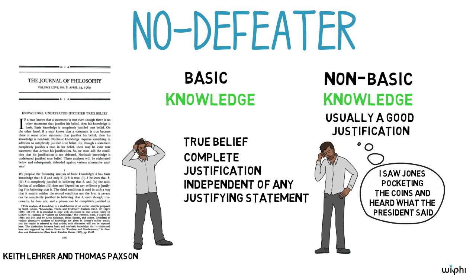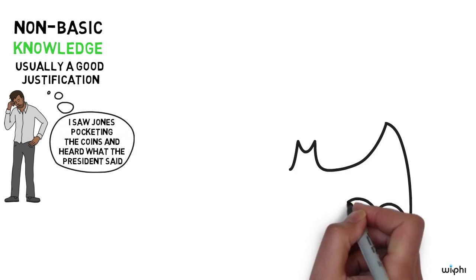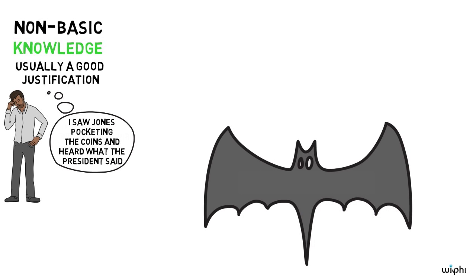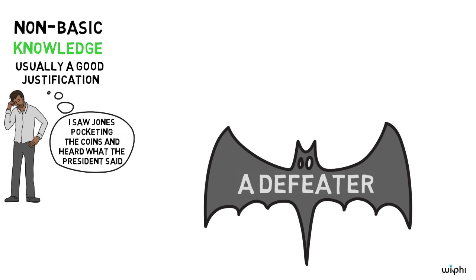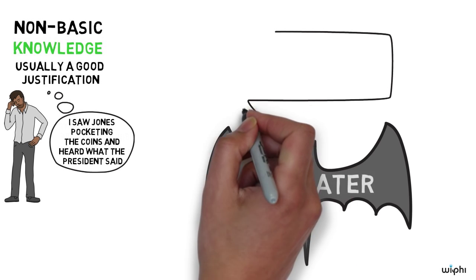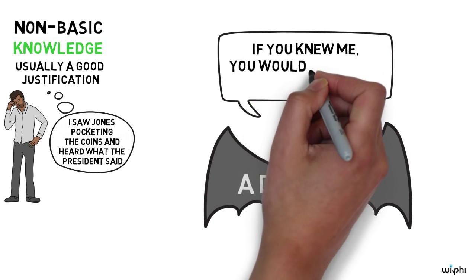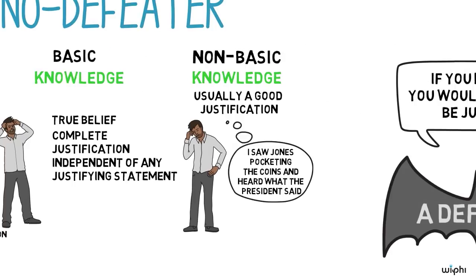The problem in the Gettier story is that there's a justification-destroying fact lurking out there that Smith doesn't know about: the fact that Jones won't get the job. Lehrer and Paxson call this hidden fact a defeater. If Smith knew that Jones wasn't going to get the job, Smith wouldn't be justified in believing that the man who will get the job has 10 coins in his pocket.